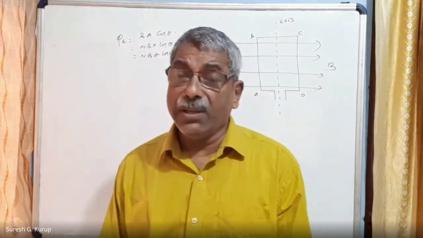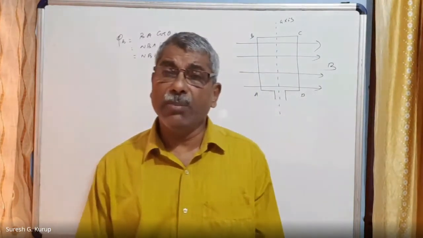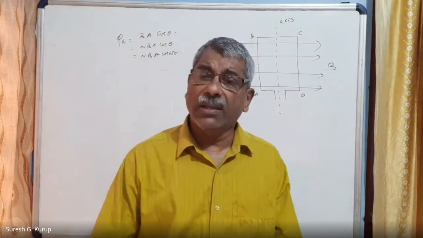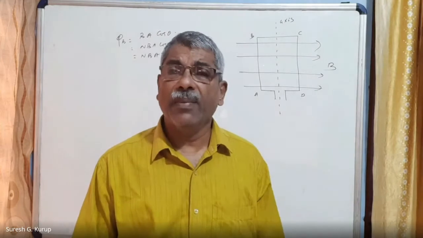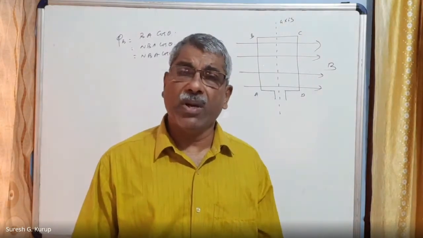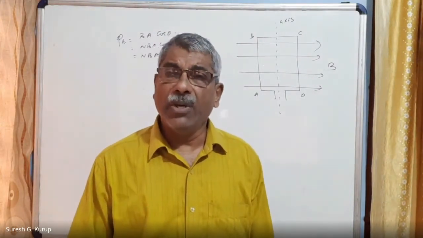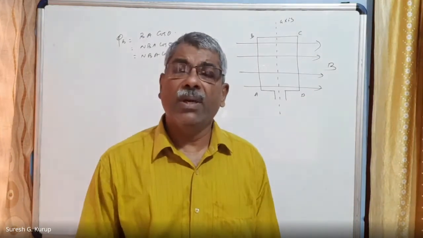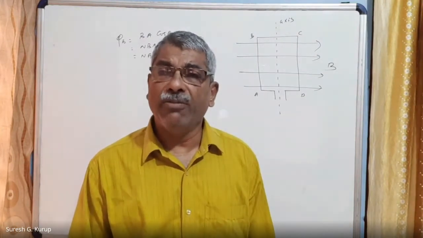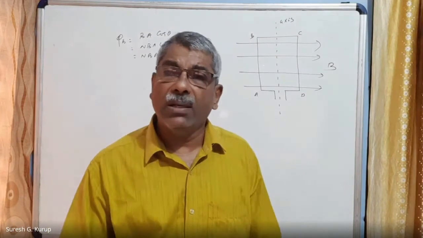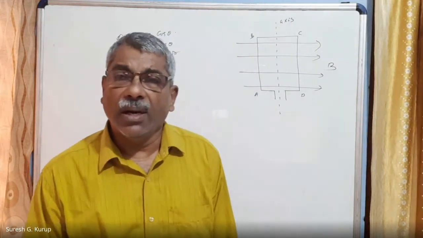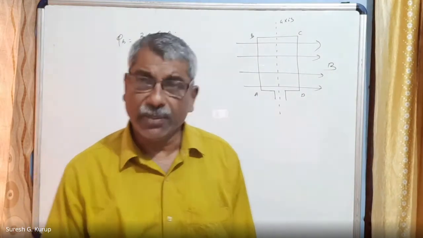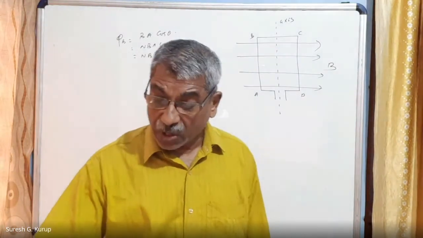So AC current, by definition, AC current or AC EMF is defined as that current whose magnitude changes with time and direction changes periodically. That means in one half revolution, the current or EMF is in one direction, and in the other half cycle, the current or EMF is in the other direction. This is what is called AC current.